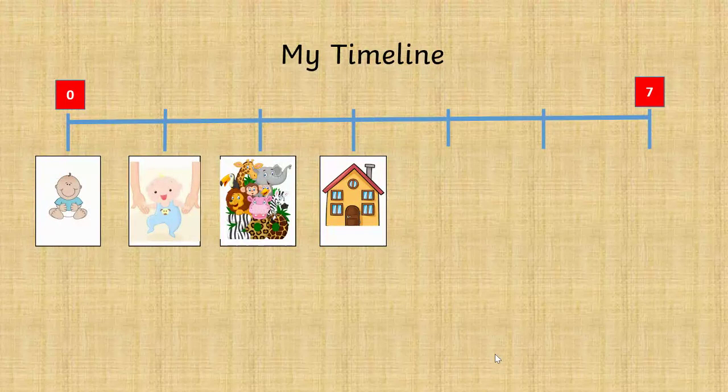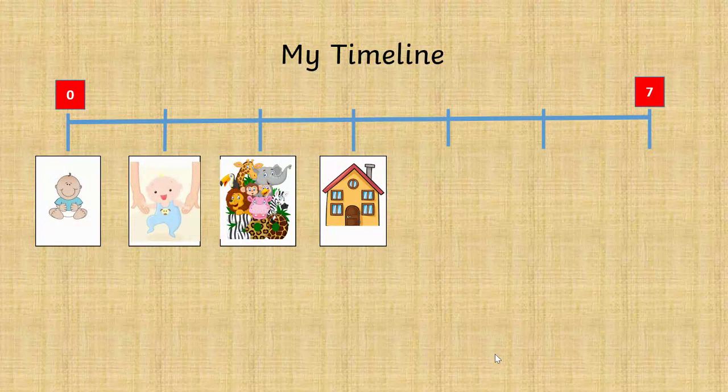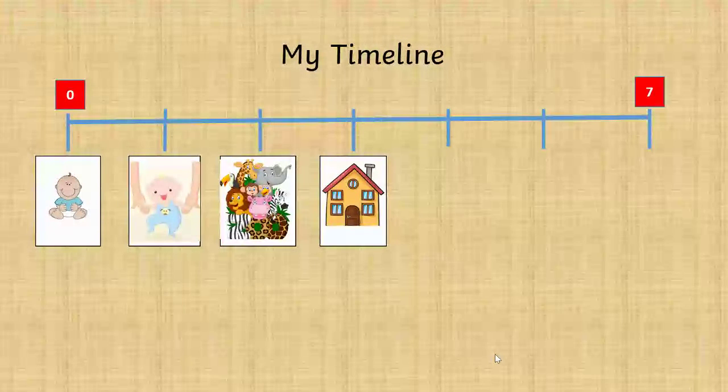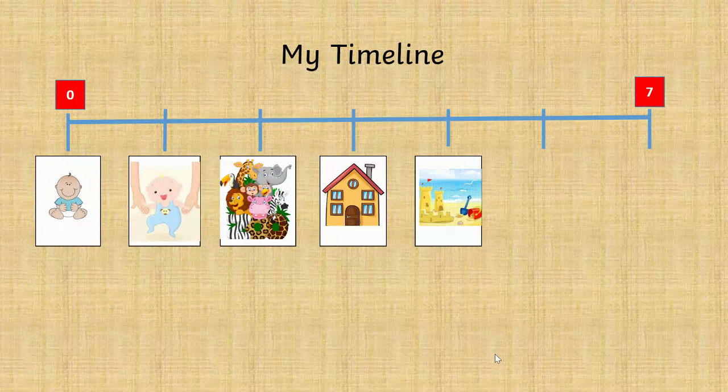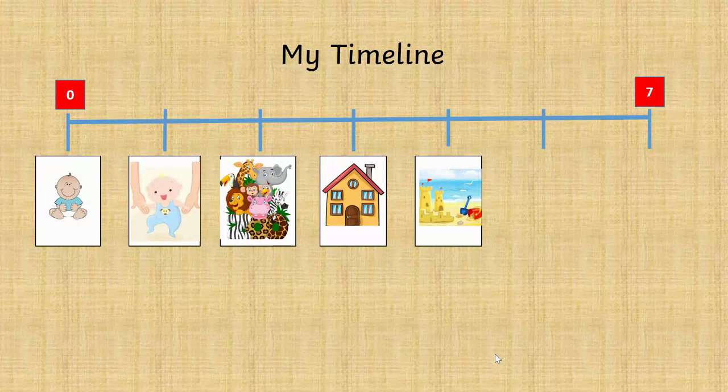So first of all, I was a baby. Then I began to walk. Sometime after that, I went to the zoo. Sometime after that, I moved house. What happened after that? I went on holiday to the seaside. I really enjoyed going on holiday when I was little. Now, what happened after I went to the seaside?